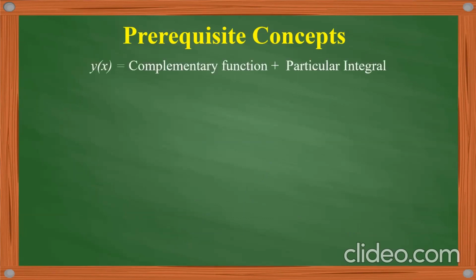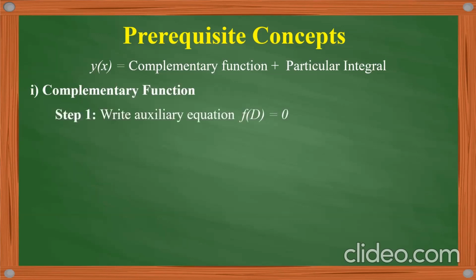We know that if we have been given any linear differential equation, its general solution can be given by y(x) is equal to complementary function plus particular integral. So in short, we will call it CF plus PI. Now, there are two parts. In the first part, we will see how to find complementary function. There are three simple steps to find it.